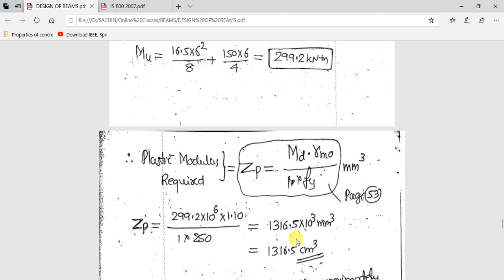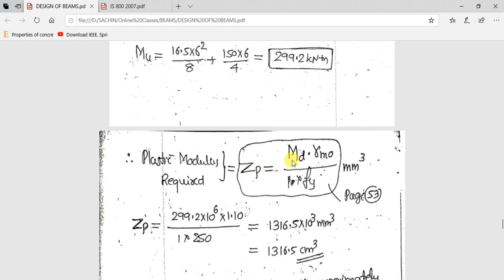So now we have to choose a section. In the design of tension members or compression members, we used to get the area first, and based on the area we used to choose the section. Whereas here we will be calculating plastic modulus first, that is ZP, using this formula given in page 53. It is nothing but the formula of MD itself. From this we will be calculating ZP.